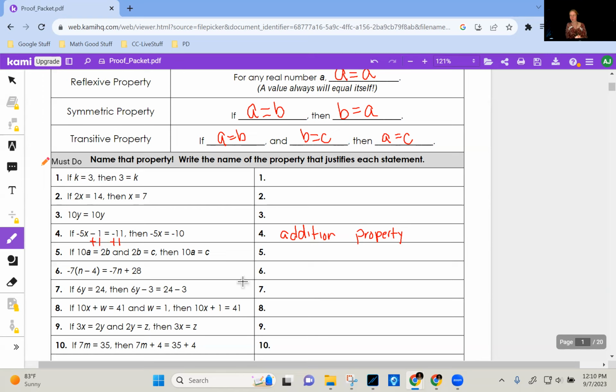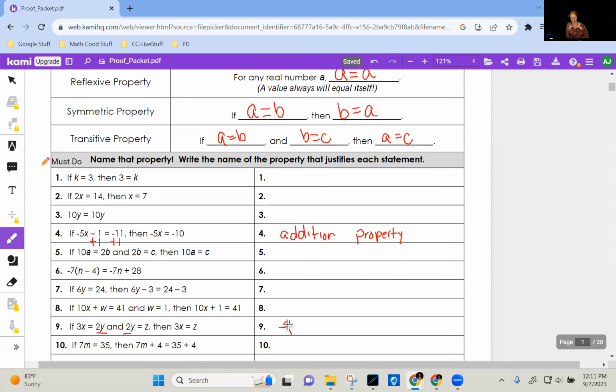All right, let's do a couple more. One that I really want to point out is number 9. It says if 3x equals 2y and 2y equals z, then 3x equals z. That's going to be the transitive property. The transitive property says that if we have something equal to another thing, and that other thing is equal to something else, you can essentially take out that middleman because these are equal to each other.